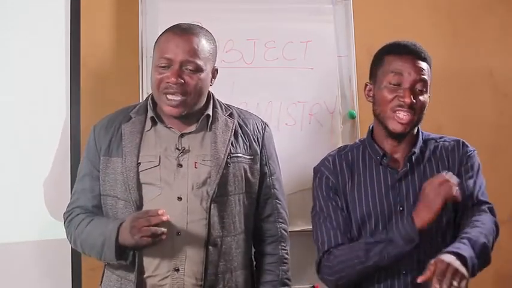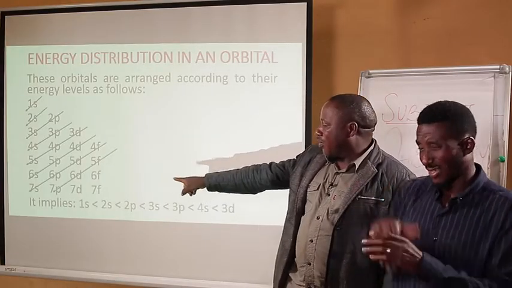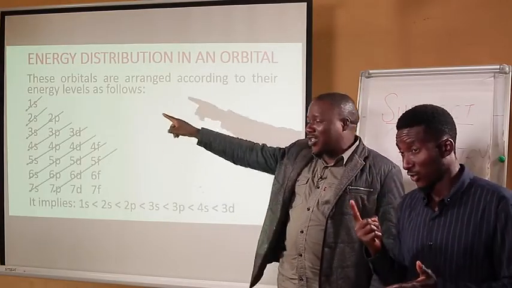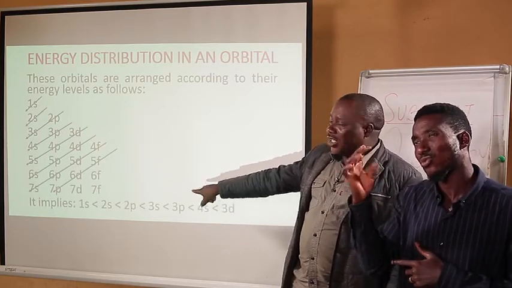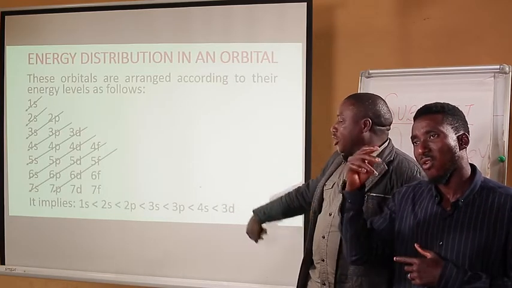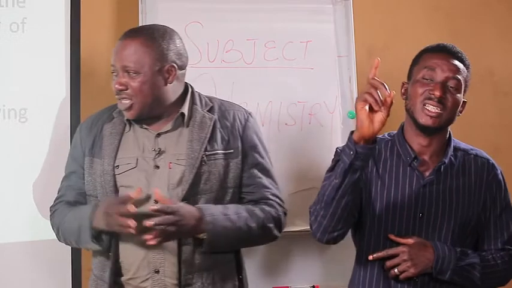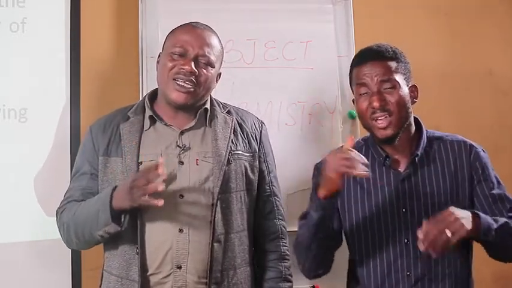When the first electron enters, it will first of all enter 1s, as you can see. It implies that it will first enter 1s from the table, then 2s, 2p, 3s, 3p, 4s, and 3d. And each orbital has a maximum number of electrons that it can carry.